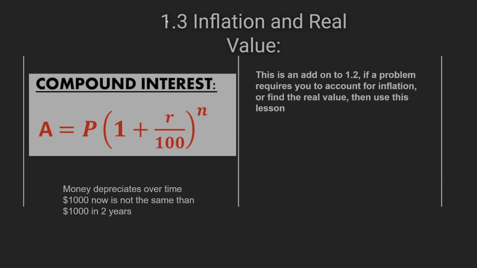The next lesson is inflation and real value. This is just an add-on to 1.2, so it doesn't really require that much attention. You will basically use this when a problem asks you to find the real value or to account for inflation inside of a problem. This is because of the concept that with inflation, $1,000 now might not be worth the same in 2 years. So if you want to get a real value of a loan and how much money it's truly worth when the loan is finished, then you would have to use inflation and real value.